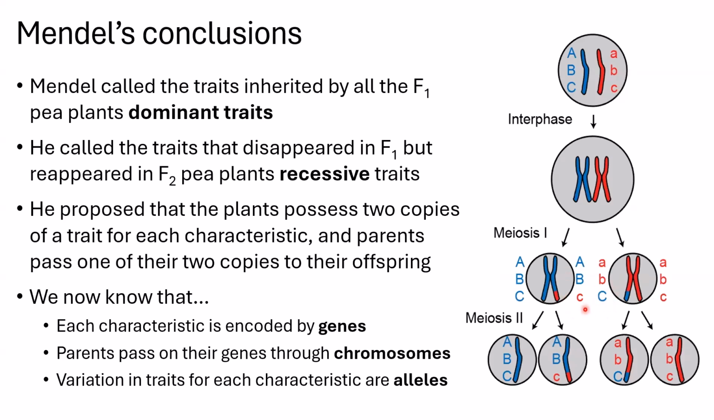Recall also that the homologous chromosomes separate into haploid gametes that have only 1 copy of each chromosome, and one of these can eventually be passed on to another generation. Now let's talk about phenotype and genotype.